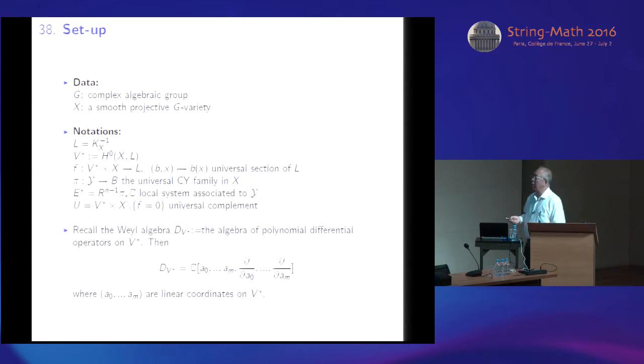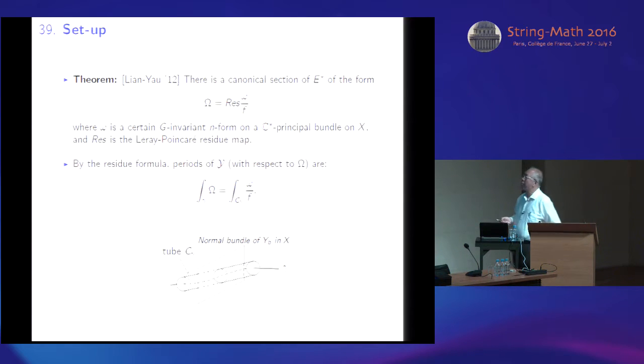So let me repeat again. L is the anti-canonical line bundle. V star is the span of X0, ..., XL. We will study the differential equations over here, over V star. And F will be defined on V star cross X as explained here. So we look at the algebra of polynomial differential operators on V star. As I said, the parameter space is V star. So we define the algebra to be this, where the a_i are the linear coordinates on V star. So it's the polynomial differential operators on V star.